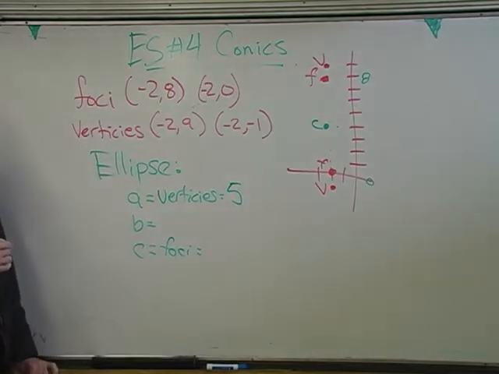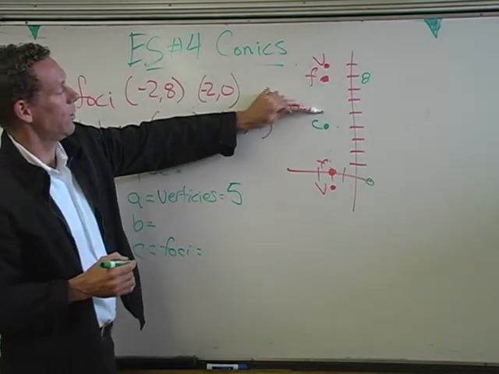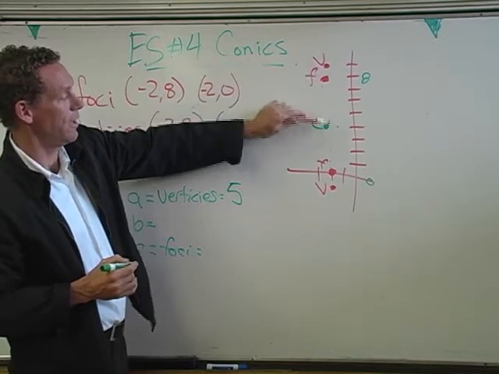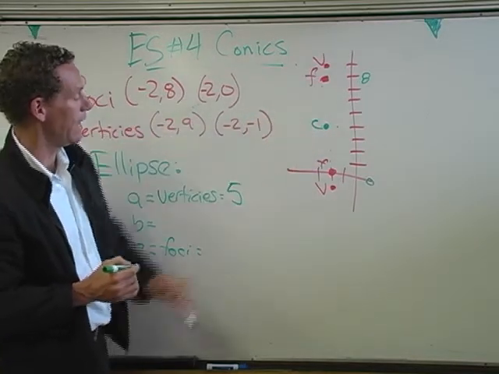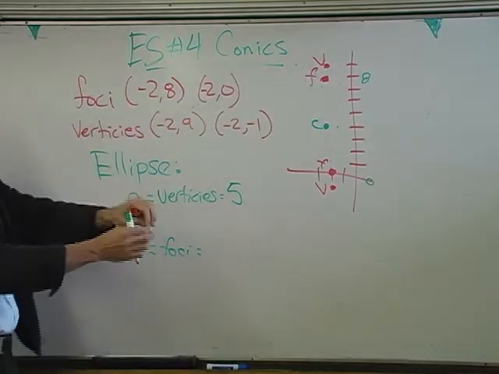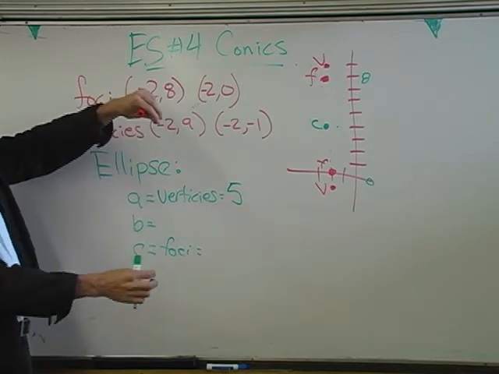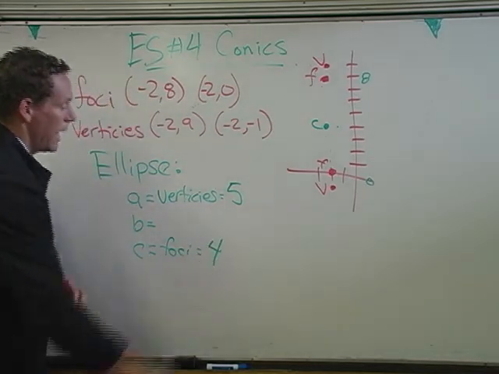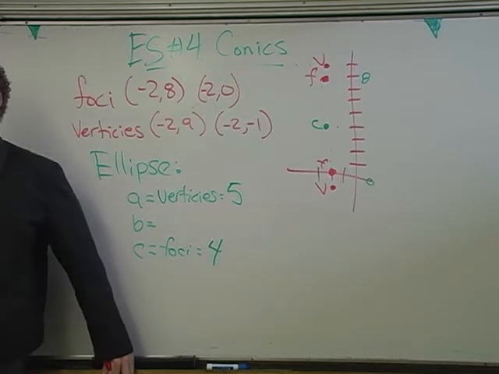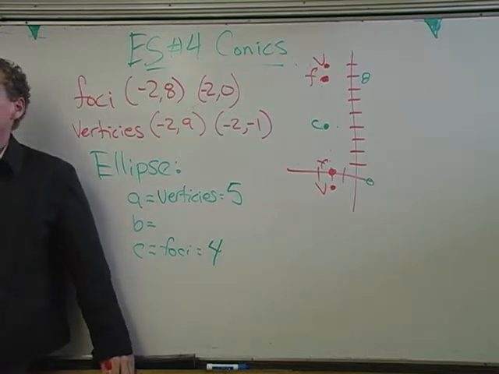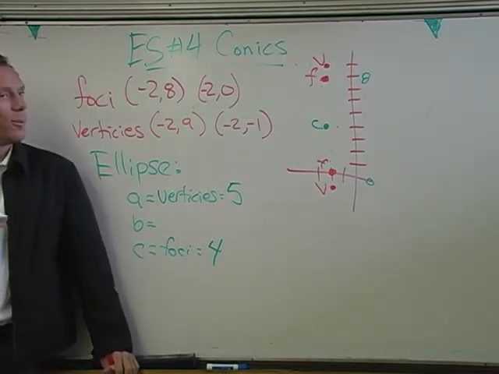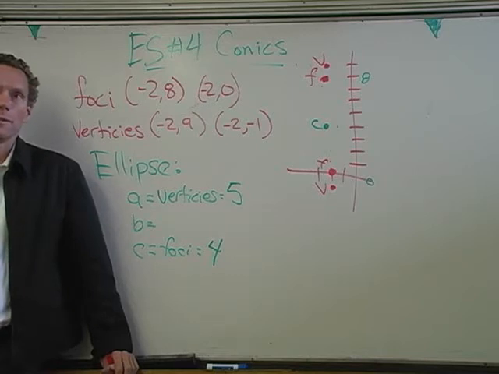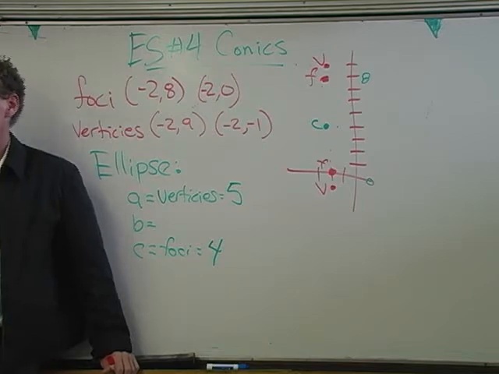Why is it 5? 1, 2, 3, 4, 5. Okay. Distance to the focal points from the center, 1, 2, 3, 4. And so, for the ellipse, the focal points are inside. What do we do? You use the formula. But which one?